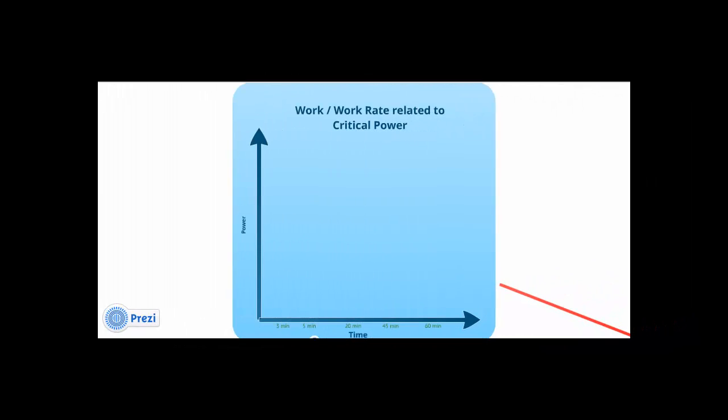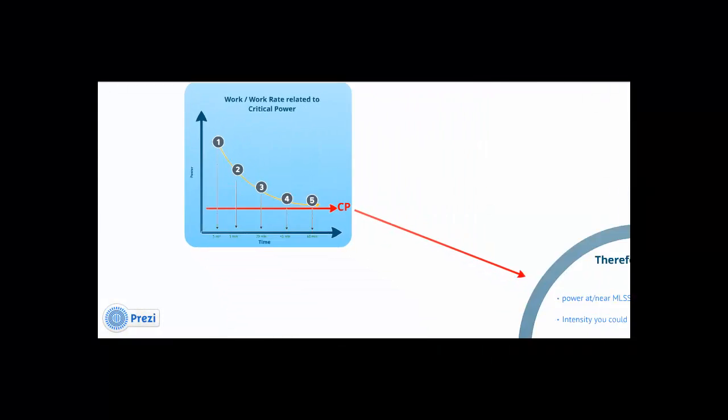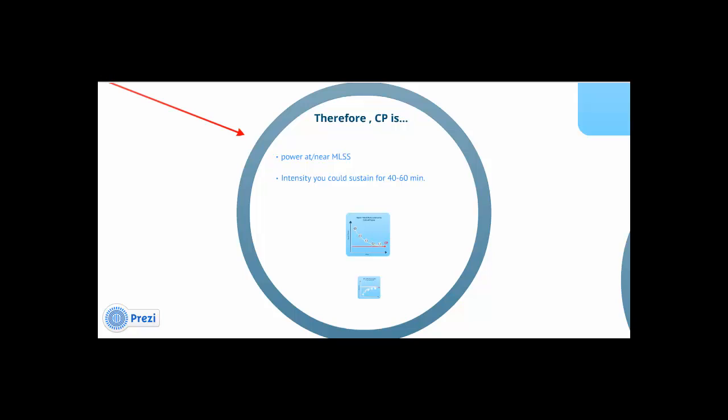To illustrate this, let's assume we ask you to do a series of maximal tests. First, we ask you to go very hard for a shorter period of time and you will achieve a particular power. Then we ask you to do a longer test as hard as you can and we'll achieve a little bit lower number. If we continue to do that for longer durations, what you can see as we plot this on a graph is that the curve begins to level. At the point that this leveling occurs, this is what we know as critical power. Therefore, CP is a power at or near our MLSS and an intensity you could sustain for 40 to 60 minutes depending on your fitness.